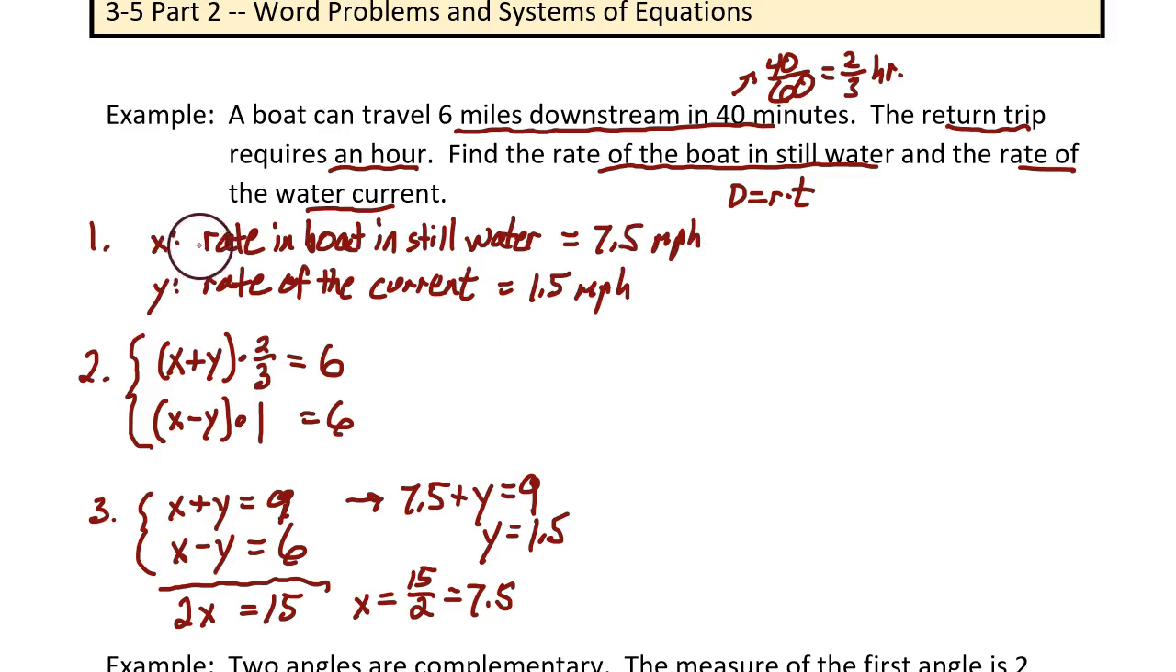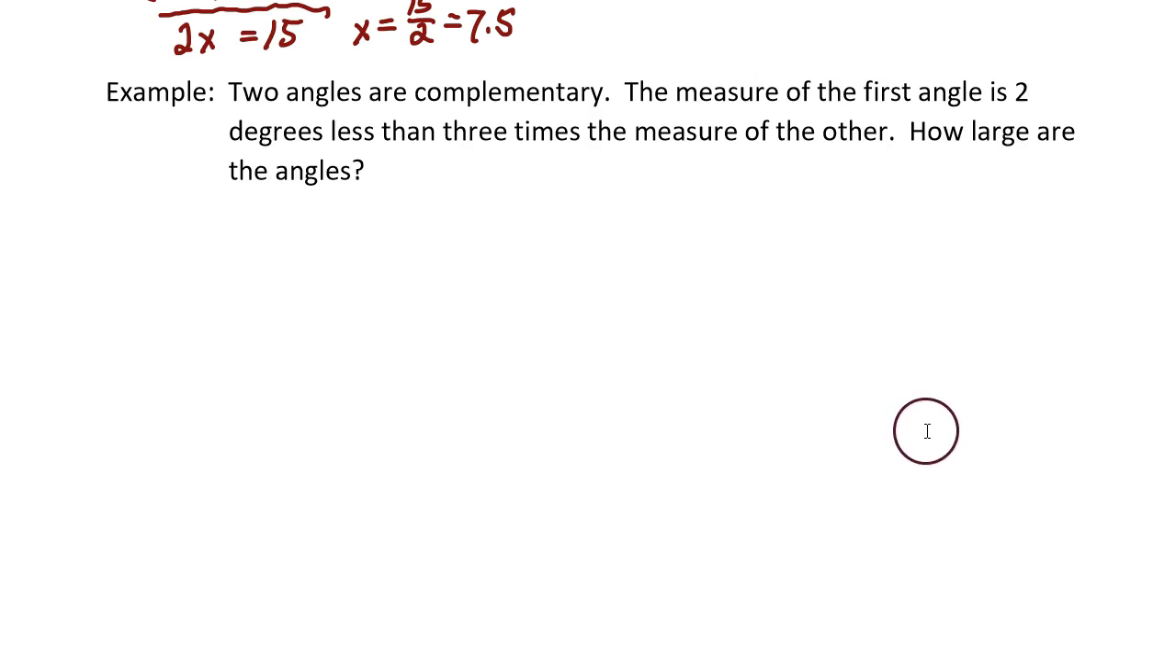Notice that by taking the time to explain what the variables were in step 1, it makes it faster to record our answers and know what they mean. Let's try another example. Two angles are complementary. That means they add up to 90 degrees. The measure of the first angle is 2 degrees less than 3 times the measure of the other. How large are the angles?